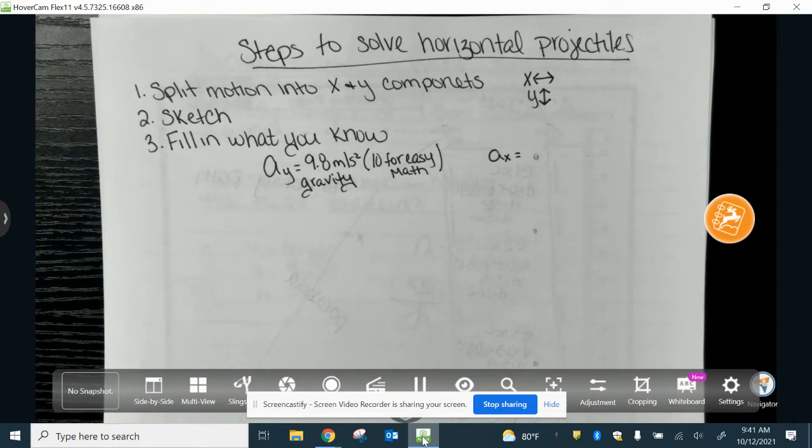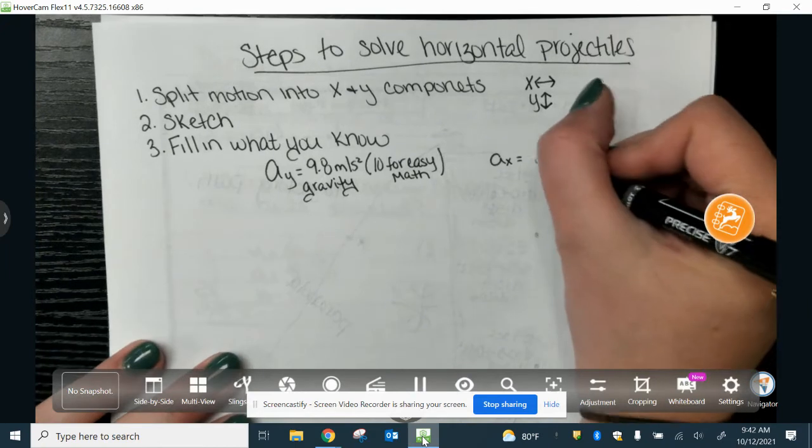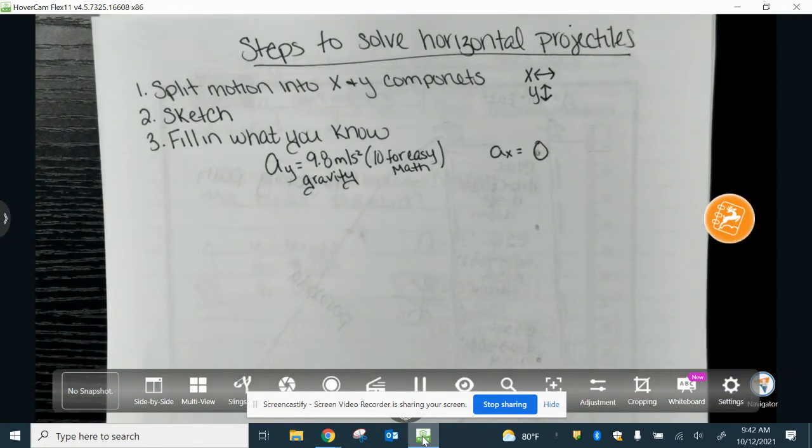In the x, there's no forces in the x direction acting on it. There's no pressures or anything. Once it has left the hand of whoever's throwing it, or the muzzle of the cannon that's firing it, or however it got in the air, there is nothing else acting on it in the x direction. So it maintains a constant velocity. When something has a constant velocity, its acceleration is what? 0. So a of y is 10, a of x is 0.